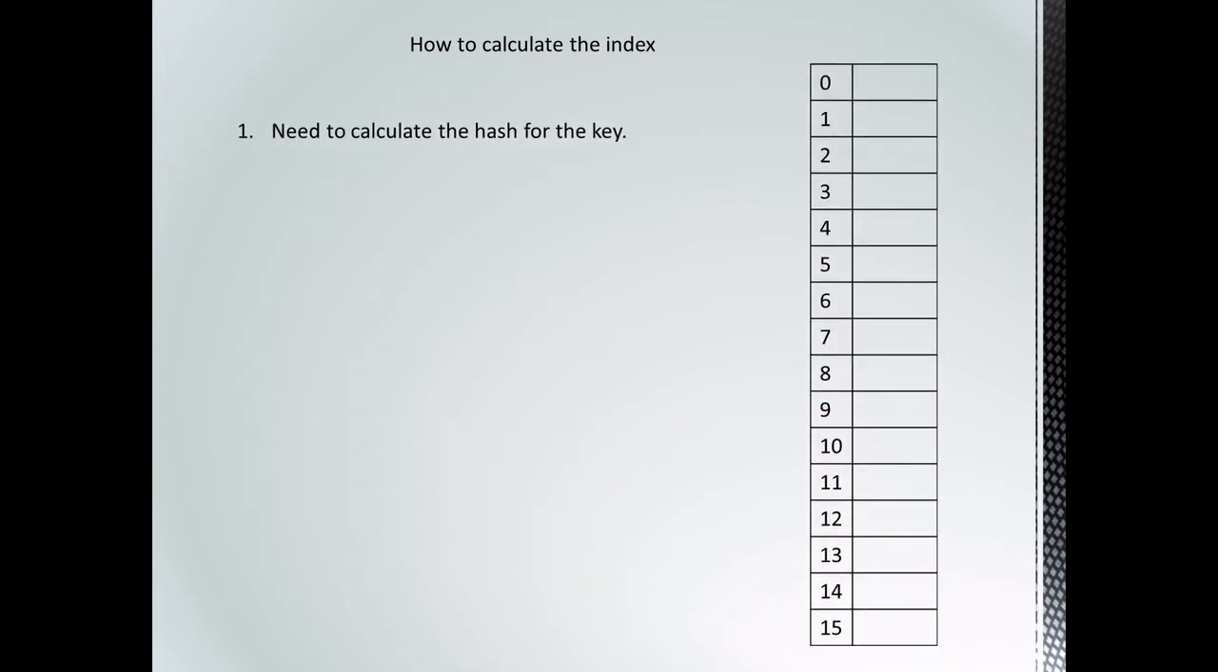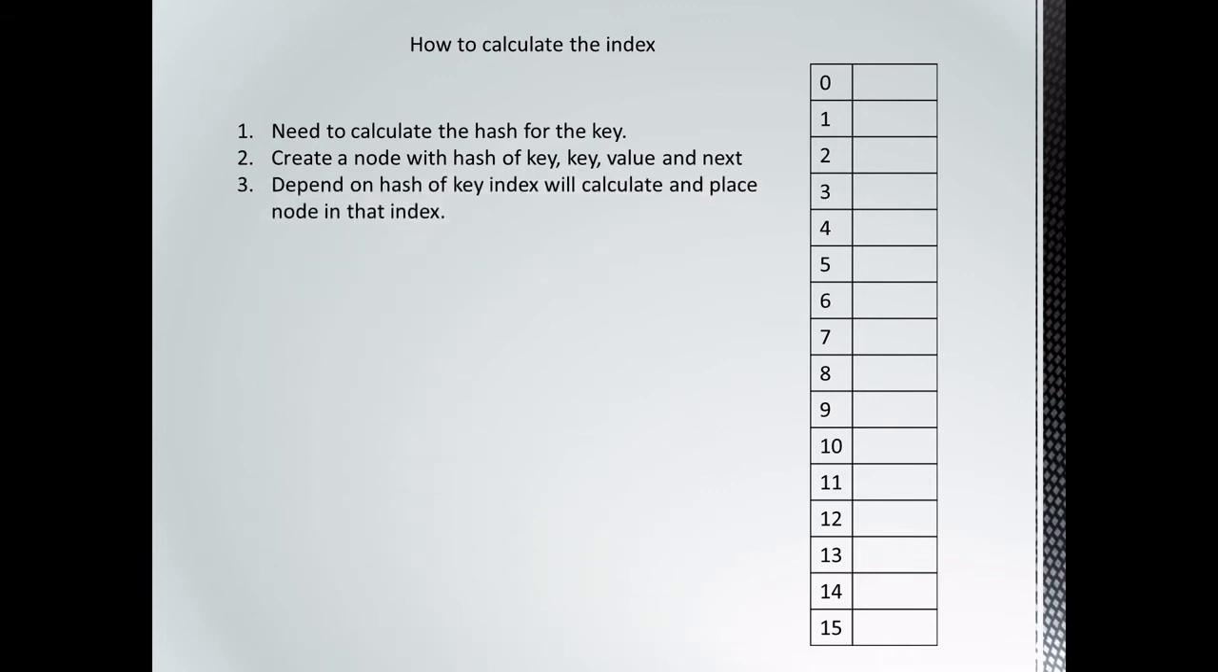Next, we need to calculate the hash of the key. When we're inserting something, we need to calculate the hash of the key. Then we create a node with the hash of the key and value, and next always carries the reference of the next object. Depending on the hash of the key, the index will be calculated and the node placed at that index. We'll see the details of how it is calculated in the code.